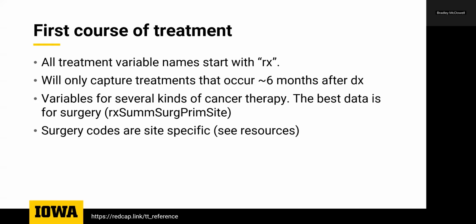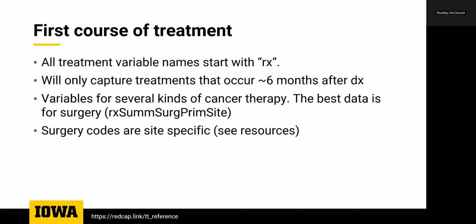There are variables for several kinds of cancer therapy: for chemotherapy, for radiation, for immunotherapy, everything. I'm generally suspicious of just about anything that's not surgery. And the reason for that is that I'm dealing with hospital data. The surgery is likely going to be done at the hospital where the abstract's done. You're likely to have good data in your surgery variables. And there's one example of the summary surgery at the primary site. That's the variable name right there. There's also another one for surgery at the lymph nodes. That has a different name, of course. You generally have pretty good data for surgery from the registry tables.